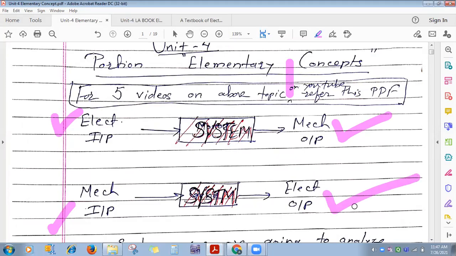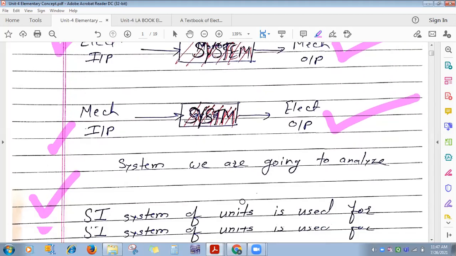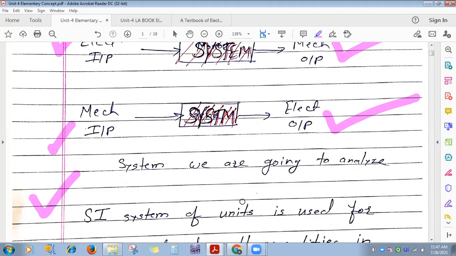The reverse one, the second one, is like a generator. For a generator, mechanical is the input and electrical is the output. Okay, so both types of system we are going to simplify.